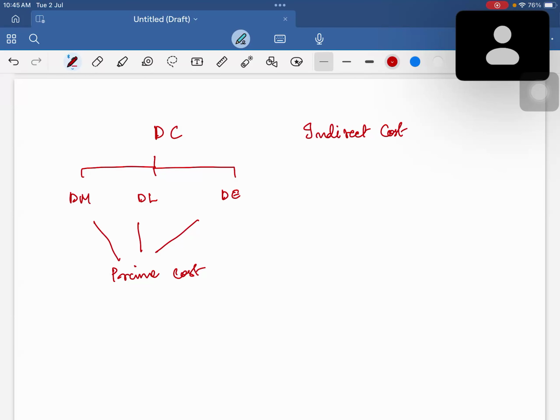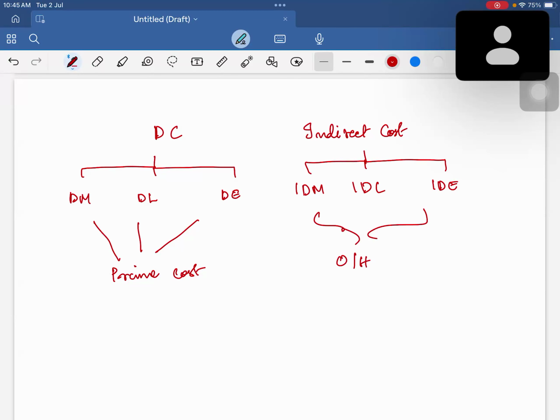Now, in indirect cost, you also have three categories. The first one is indirect material. Then we have indirect labor. Then we have indirect expenses. All these things together are called overheads.